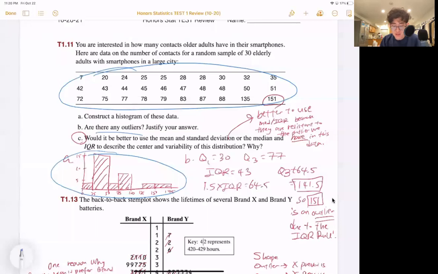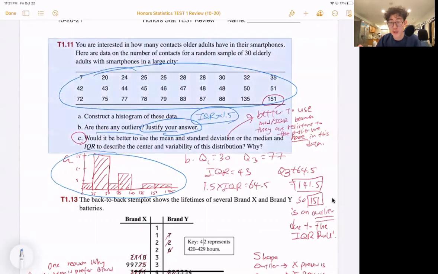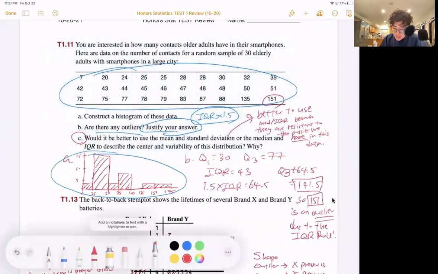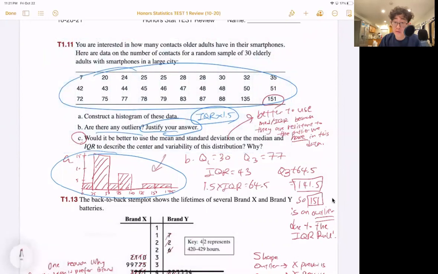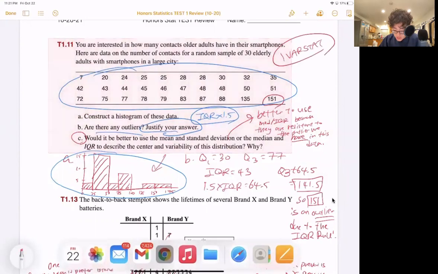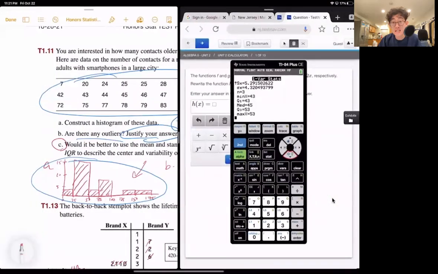Now, are there any outliers? Justify your answer. When they ask you to justify your outliers, that's your cue to say, okay, they want me to do this thing. So how did I get this IQR? I can't tell straight from the histogram, so you have to use your one variable statistics. Remember, if I go back to my calculator here, it's this thing. How do I get to that? Stat, calc, one variable stats, then calculate, and it gives you these wonderful things.